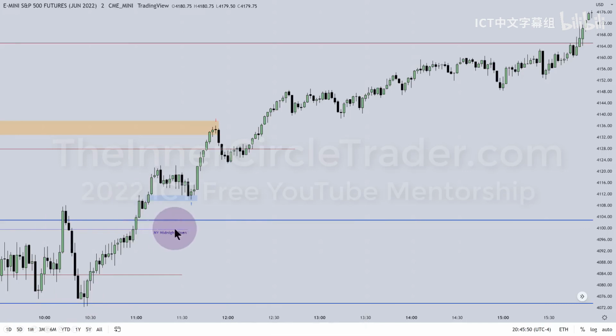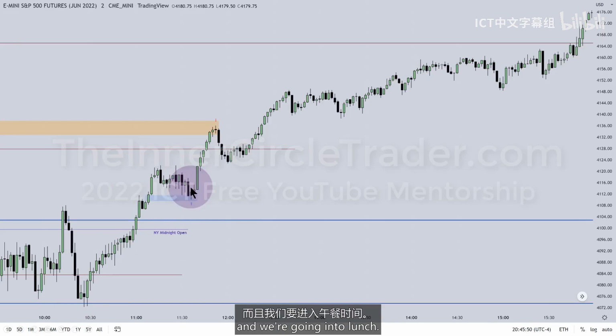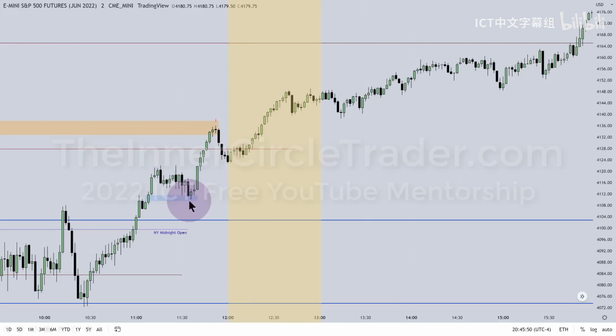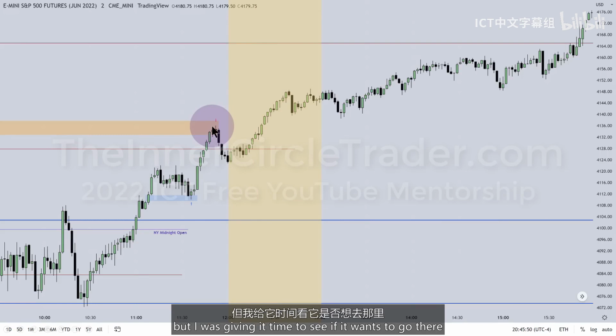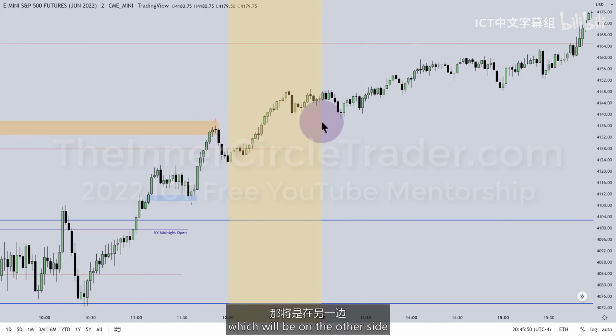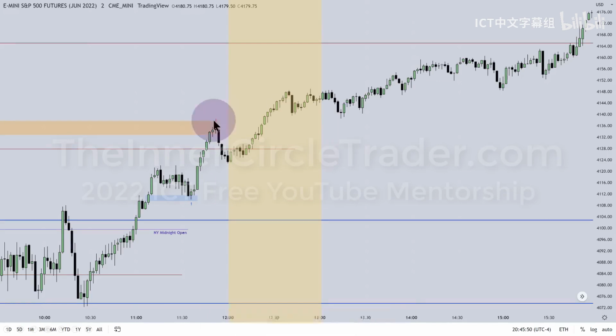Now we're above this opening price, and we're going into lunch. Here is the New York session lunch hour. So we have time before 12 o'clock for this to potentially deliver, but I was giving it time, see if it wants to go there in the PM session, which will be on the other side of lunch around 1 o'clock to 1:30, and then start to deliver that.